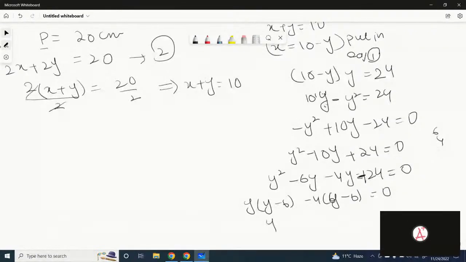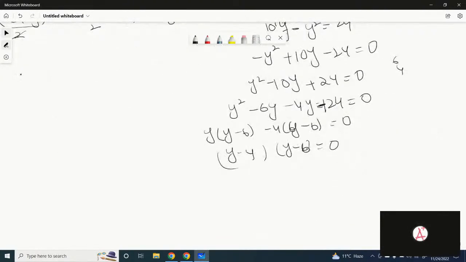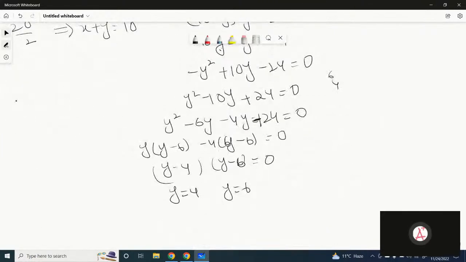So you have two of the values, y minus 4 and y minus 6 equals 0. Got it? That means you have two of the values for y. They are y equals 4 and y equals 6. Let's just substitute both the values in this equation and find the value of x. The equation is x plus y equals 10.